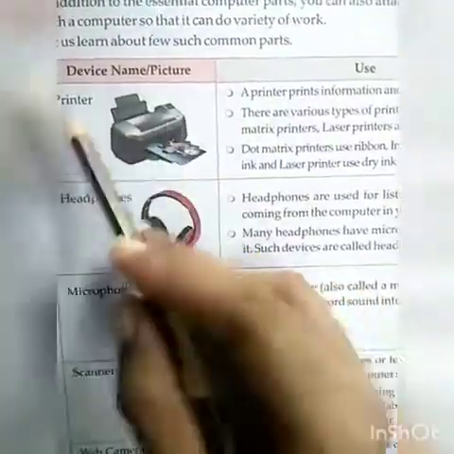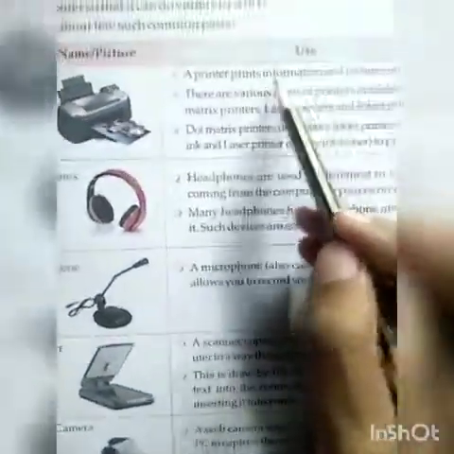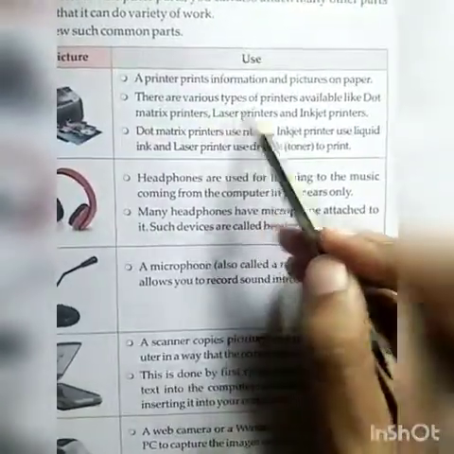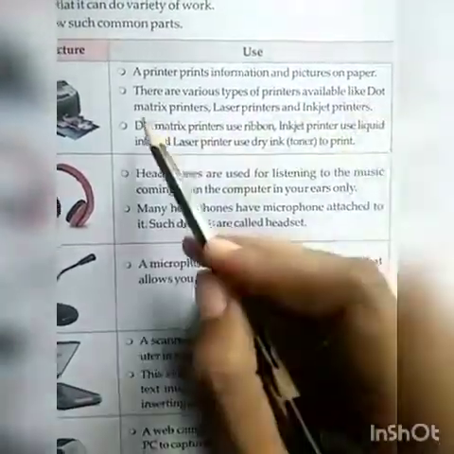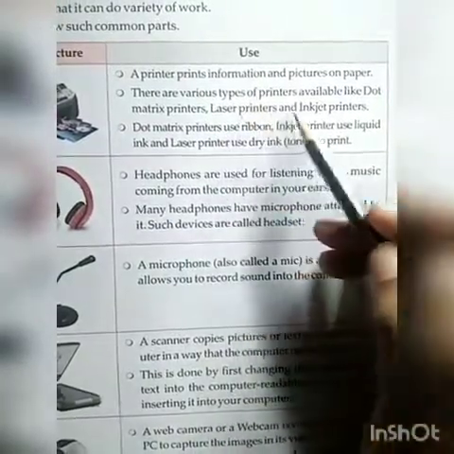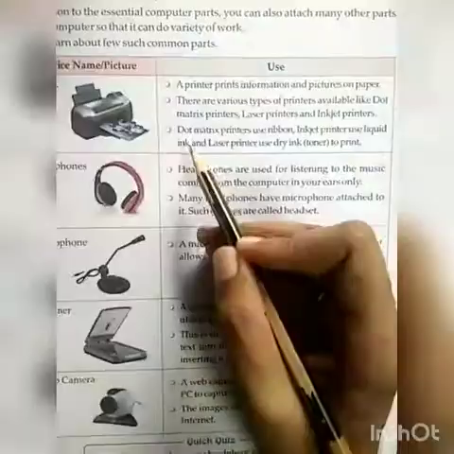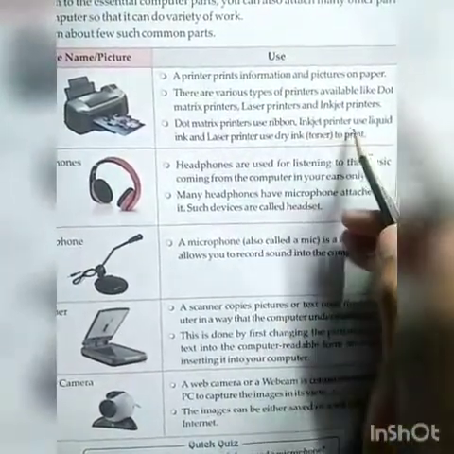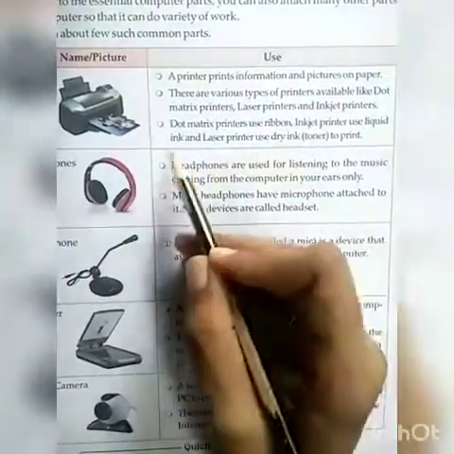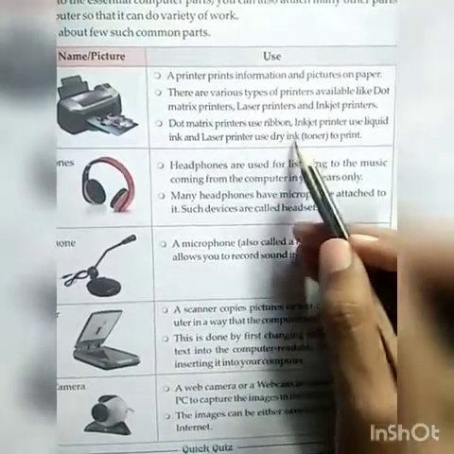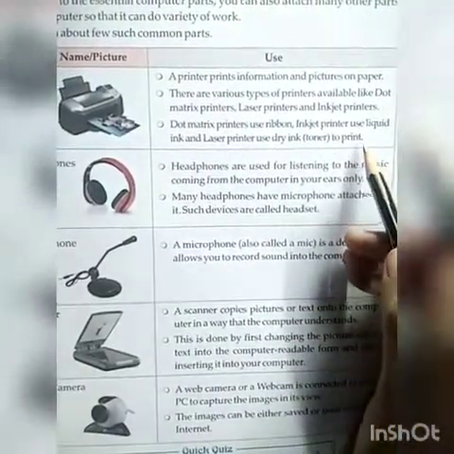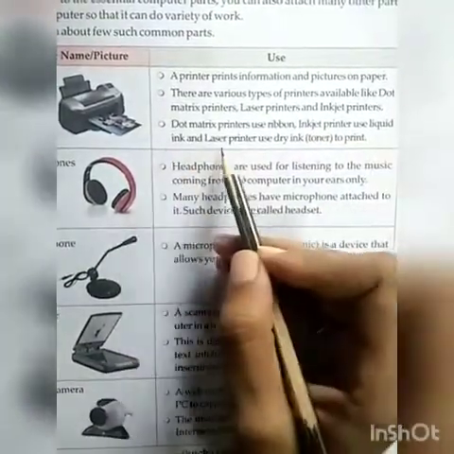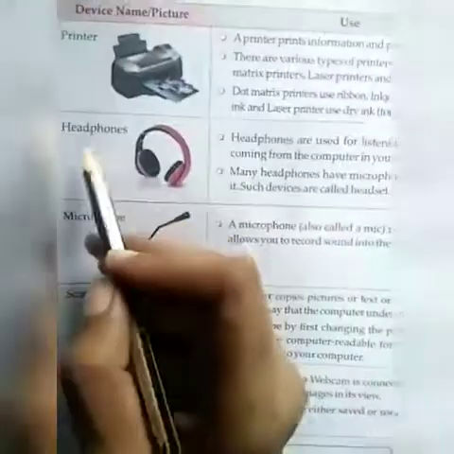Printer. First of all, printer. A printer prints information and pictures on paper. There are various types of printers available, like dot matrix printers, laser printers and inkjet printers. Dot matrix printers use ribbon, inkjet printers use liquid ink and laser printers use dry ink, toner, to print. Usually we see inkjet printers in the photocopy shop or printer shop.